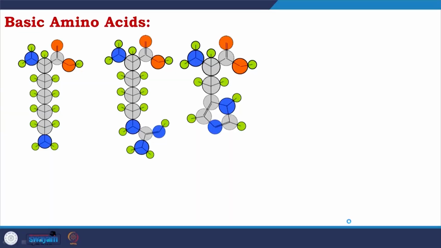Very interestingly, where glutamate used to do that, aspartate never did that. So, the size and charge both are important here. The basic amino acids we talked about there, lysine, arginine and histidine.